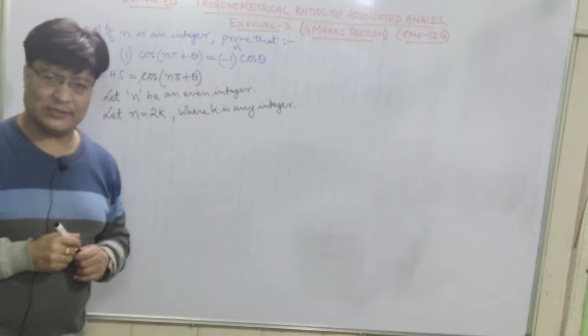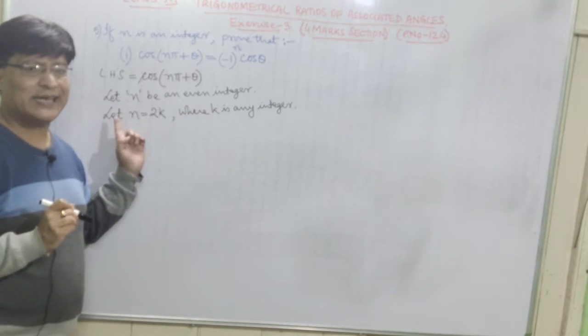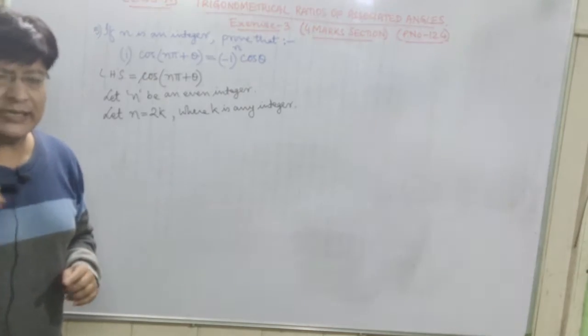Is that clear? So always for an even integer you can take it as n is equal to 2k where k is any integer.